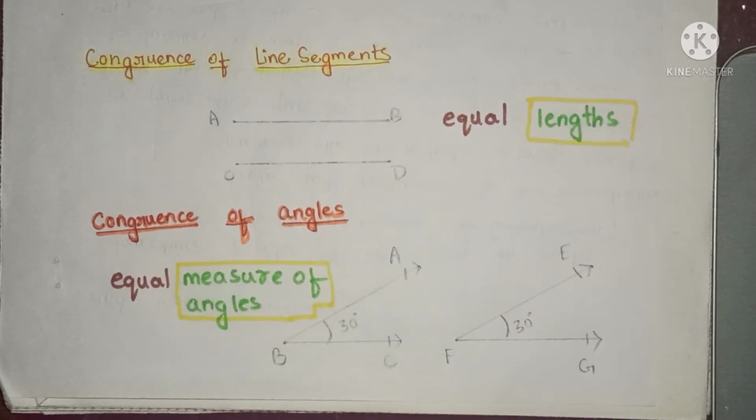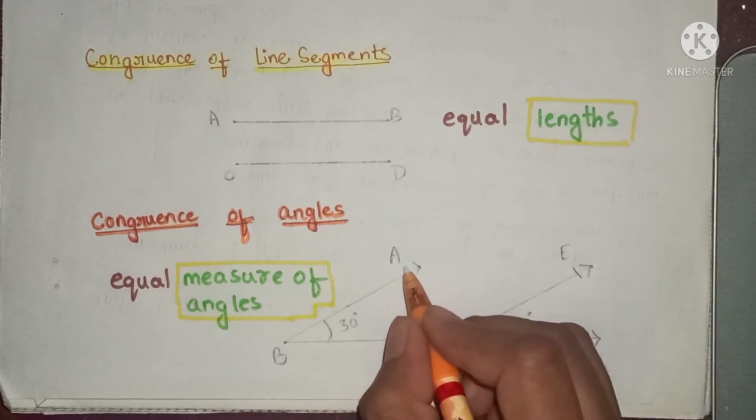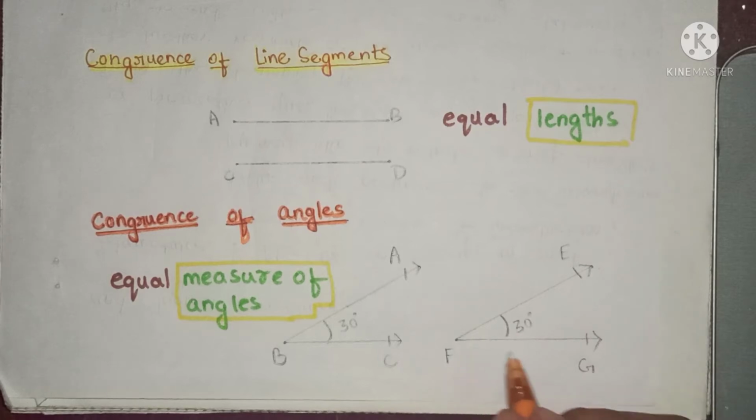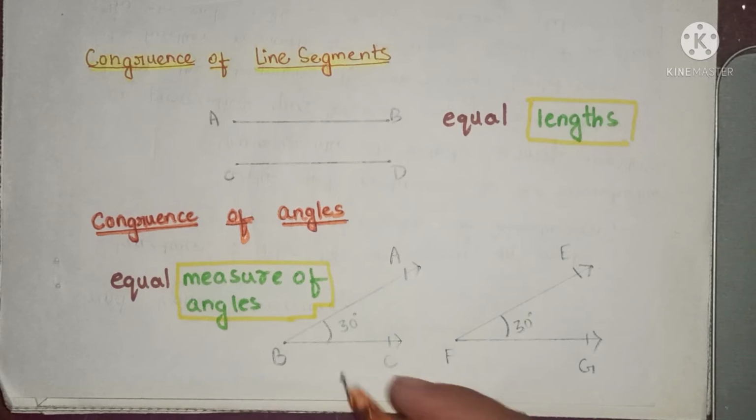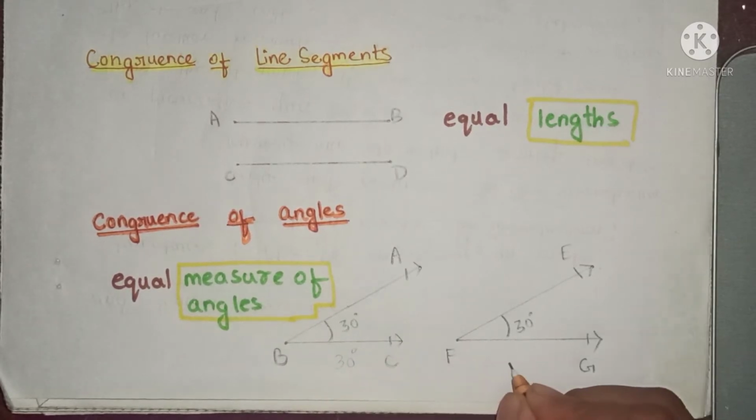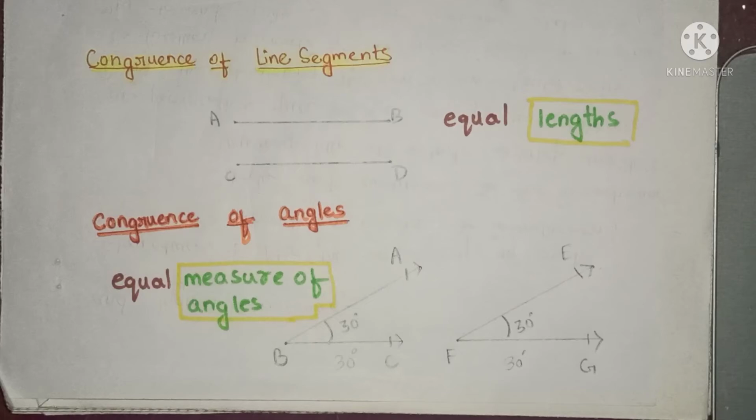Congruence of angles. Now, when are the two angles said to be congruent? When their measures of angles is equal. So here you can see angle ABC and angle EFG both are 30 degree in measure. So they are congruent angles.